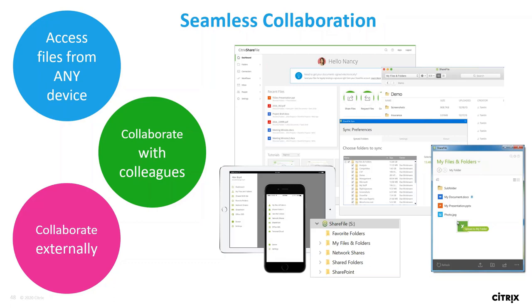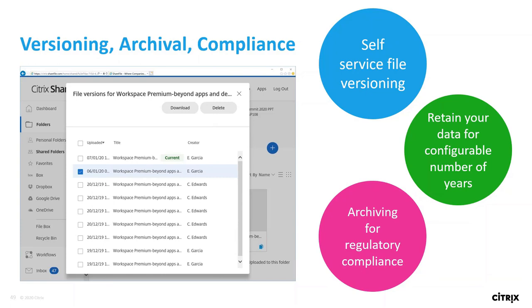Another great feature is self-service versioning. Content collaboration creates a new version every time a file is saved. So if a colleague overwrites some changes or a user needs to roll back to a previous version, they can easily do that without having to call into your help desk. And we also have other capabilities like the ability to customize file retention policies or enable archiving for your customers with compliance needs.